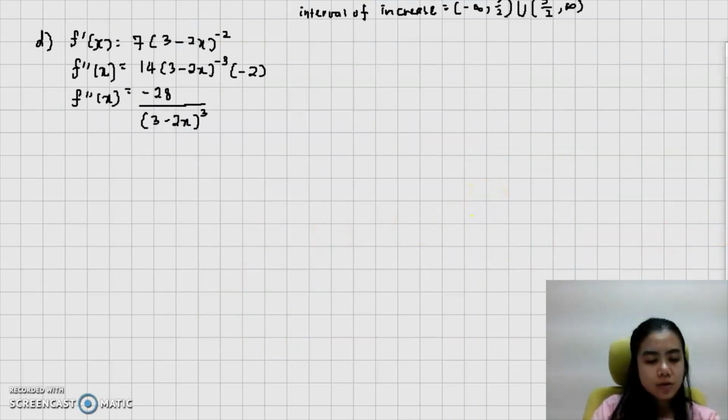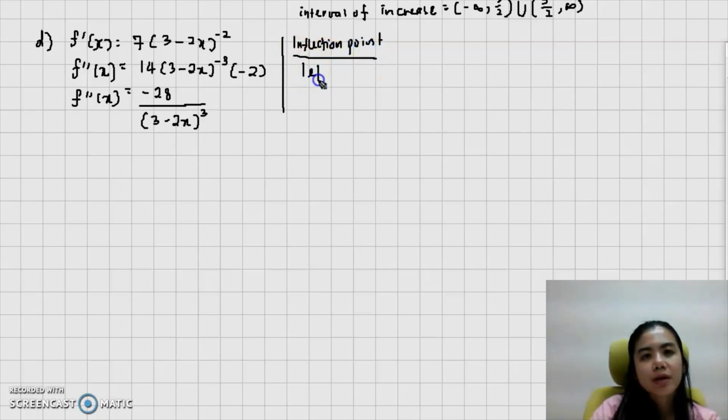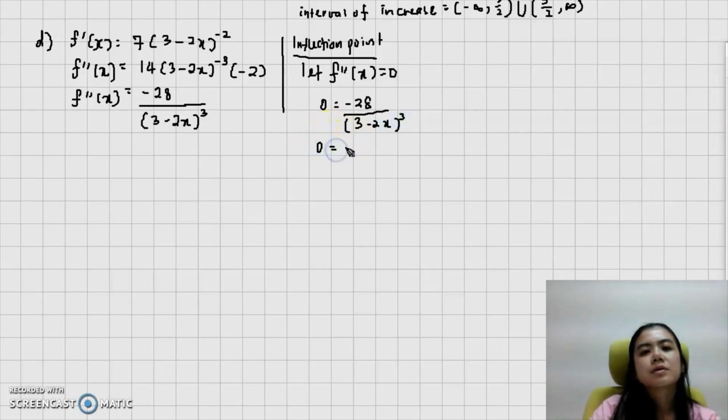Okay, let's just go to the inflection point first. If you need to find the inflection point, the thing that you have to do is let your f double prime equal to 0. You have to let it equal to 0, so we have 0 equal to minus 28 over (3 minus 2x) to the power of 3. As a result, you will have 0 equal to minus 28.